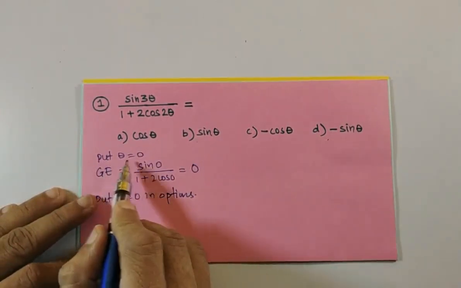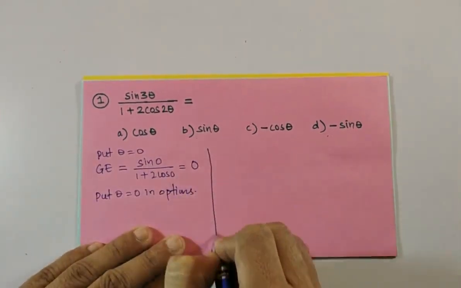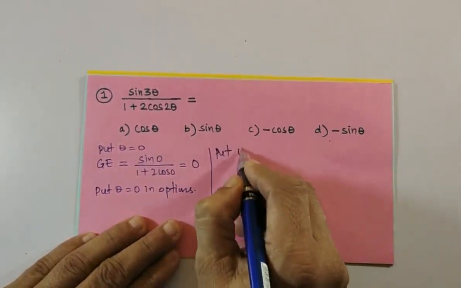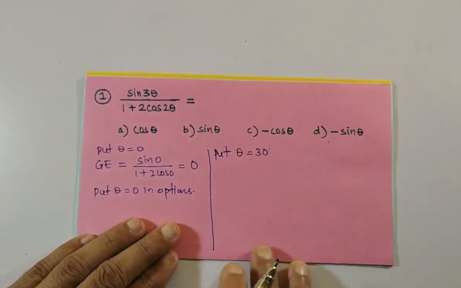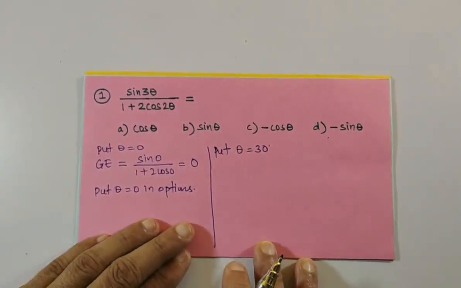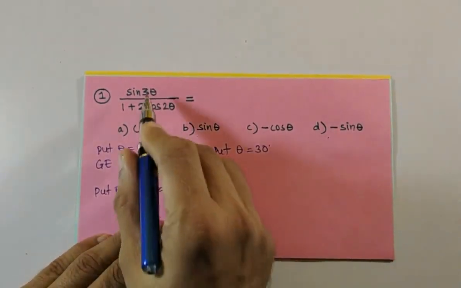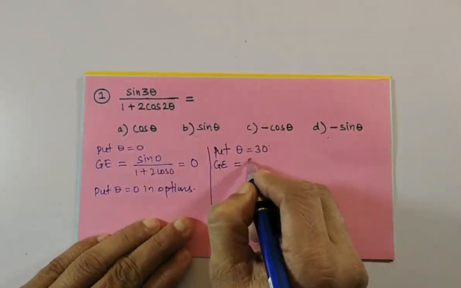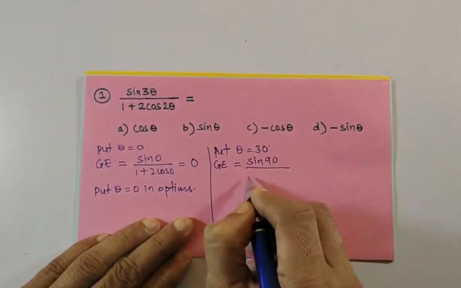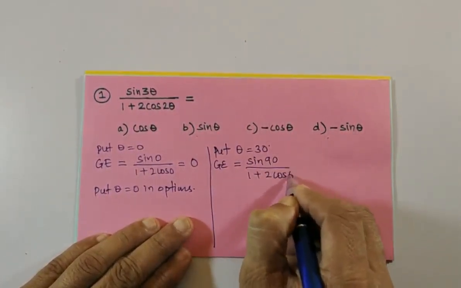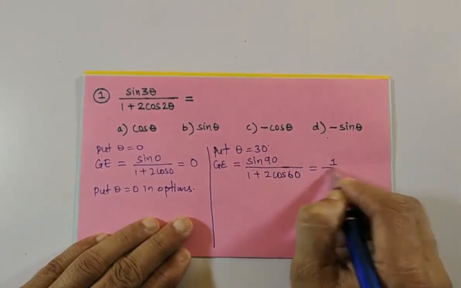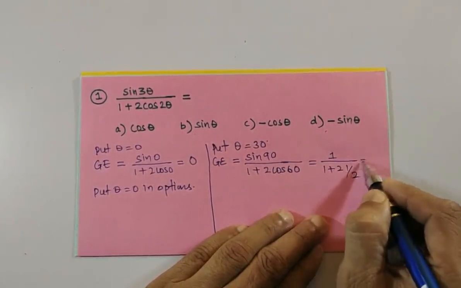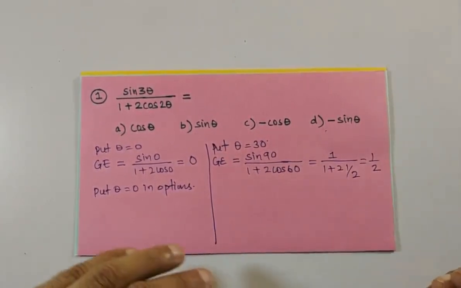So I will change the angle. So now what you do? Substitute another angle. I will put theta equal to 30 degrees. So if I take theta equal to 30, the given expression numerator will be sine 90, and the denominator 1 plus 2 cos 60. Sine 90 is 1, and 1 plus 2 cos 60 is 1 plus 1, so 2. The answer will be 1 by 2.